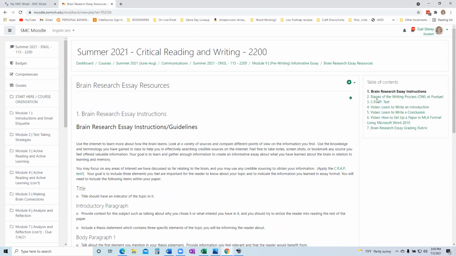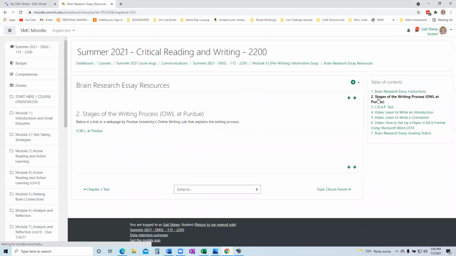Each of these are pages that contain information that may be useful to you in regards to developing and completing that essay. So stages of the writing process, these are different writing stages. So there's pre-writing, drafting, revising. Right now, really what you're in is brainstorming and then pre-writing. That's what this module is about, and kind of narrowing down your topic. But take a look at that website, Owl of Purdue. It talks about the different stages of writing, what you're going to go through with this essay.